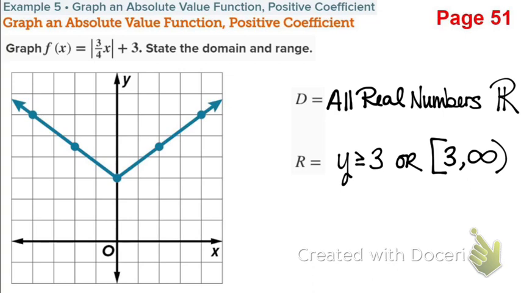All right. I want to do one more graph with absolute value. We're going to be on the next page.